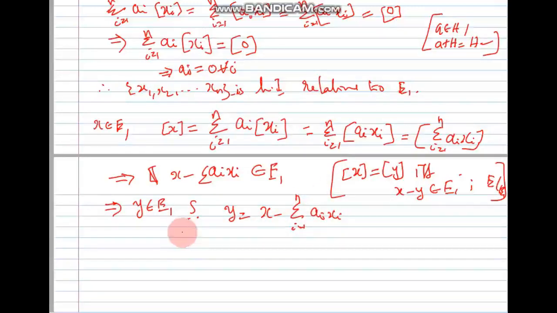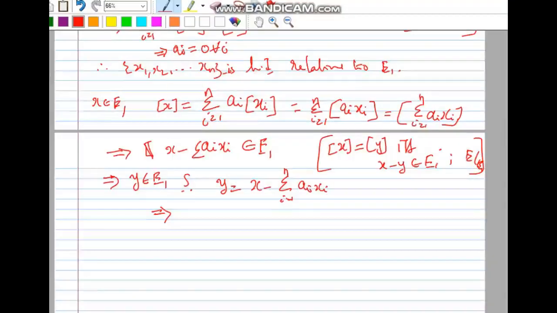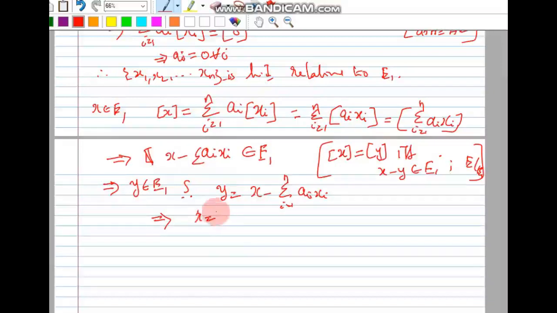So which implies, with y equal to this, x equal to the sum from i equal to 1 to n of ai xi plus y. This is what we had to prove, right?